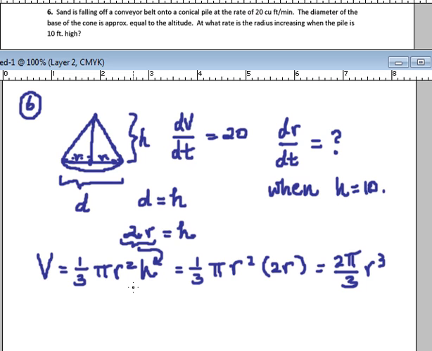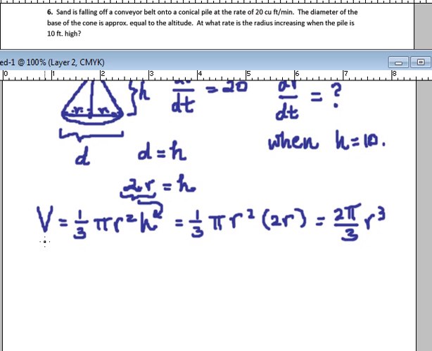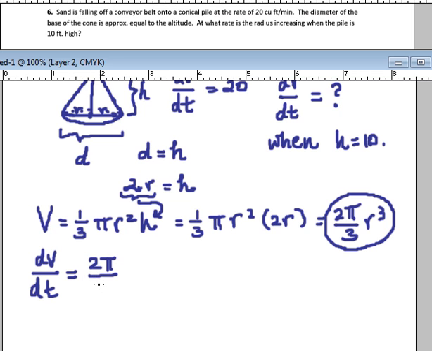Now let's take dv dt, or differentiate both sides. So we have here dv dt is equal to, I'm differentiating this right here. So I have dv dt is equal to just the constant, so this stays in front, 2 pi over 3, and then we have 3r squared dr dt.